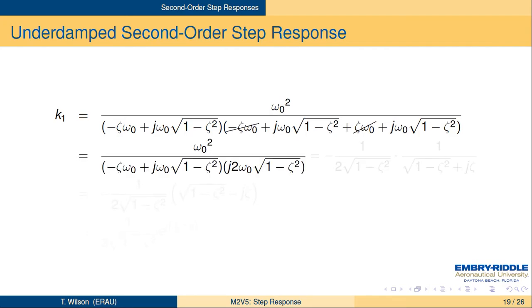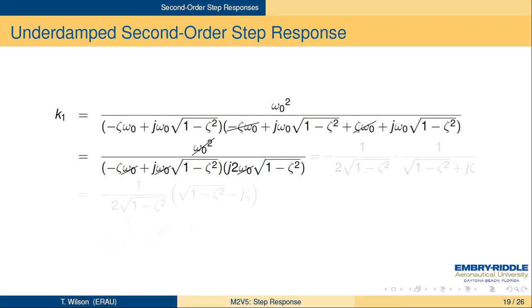And that leaves you with 2 omega naught root 1 minus zeta squared for the right-hand term in the denominator. And then you've got an omega naught squared in the numerator and an omega naught squared in the denominator, so you can cancel those out. And that leaves you with this expression, minus 1 over 2 root 1 minus zeta squared times 1 over root 1 minus zeta squared plus j zeta.